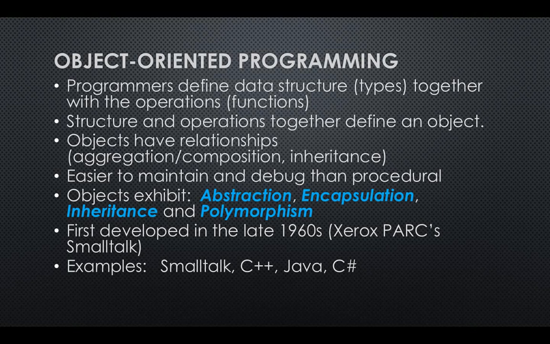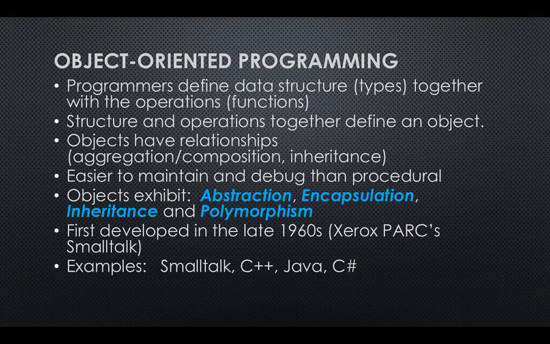So everything is an incremental step over the layers that came before it. The high-level languages were easier than assembly. Assembly was easier than machine language. And now object-oriented programming is easier than procedural programming. So objects exhibit 4 principles: abstraction, encapsulation, inheritance, and polymorphism. And again, those are highlighted in blue. I'm going to come back to those again and again.